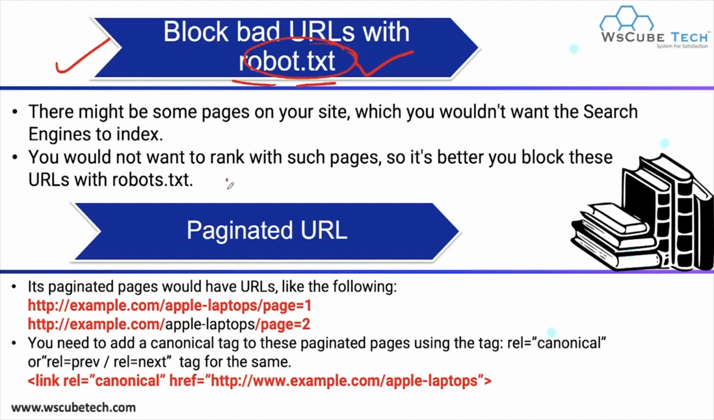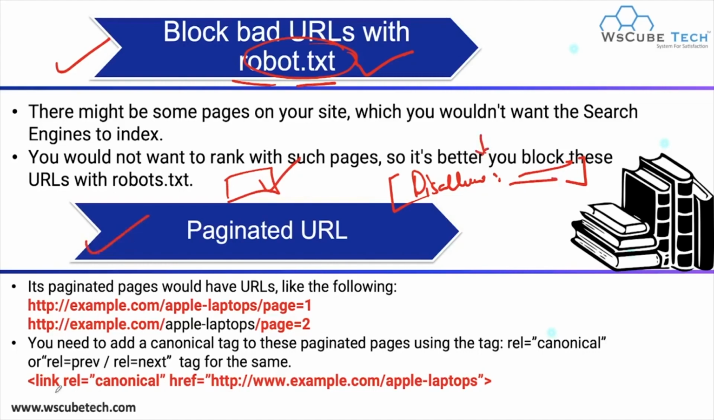You simply copy that URL and you have to mention that URL in your robots.txt file with the structure as Disallow, slash, and mention that particular URL. By doing this, you can give instructions to your search engine crawler that you don't need to index this particular URL. Next we have paginated URL.